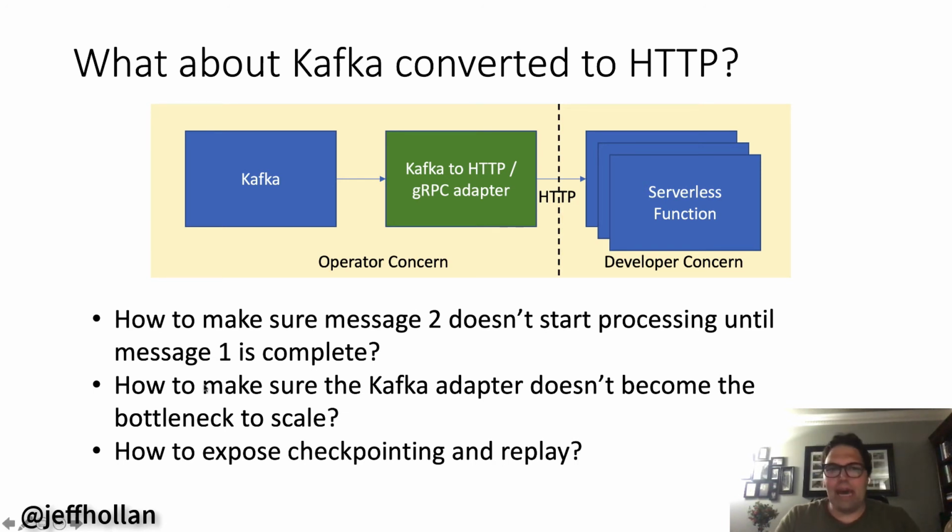How do you make sure this Kafka adapter now doesn't become the bottleneck? What if I am getting those thousands of events? How do I make sure this Kafka thing can keep spewing them out as fast as I need? And that's now scaling, and my functions are scaling, and it's a little bit there.